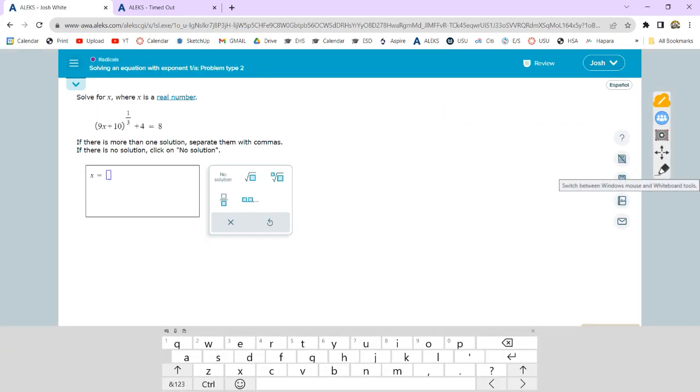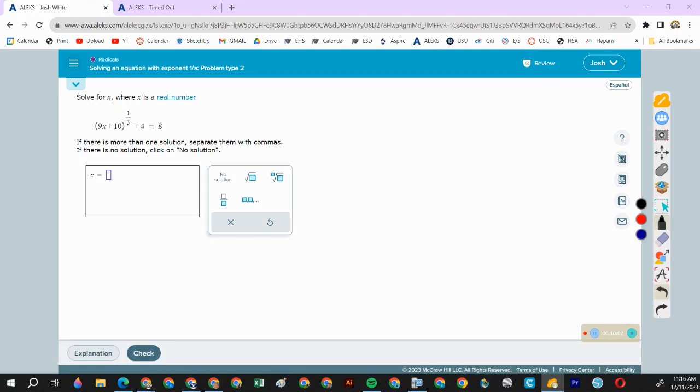What is the 1/3 power? It's really just the third root. So all we have to do here is subtract 4, and I get 4, raise it to the third, and I get 64, subtract 10, and I get 54, divide by 9, and I get 6. Okay. Do I have to worry about the 6 working? No, it's a third root.